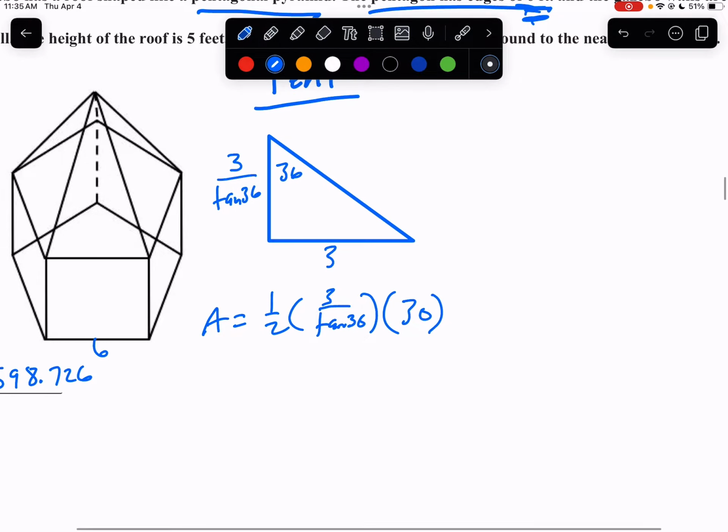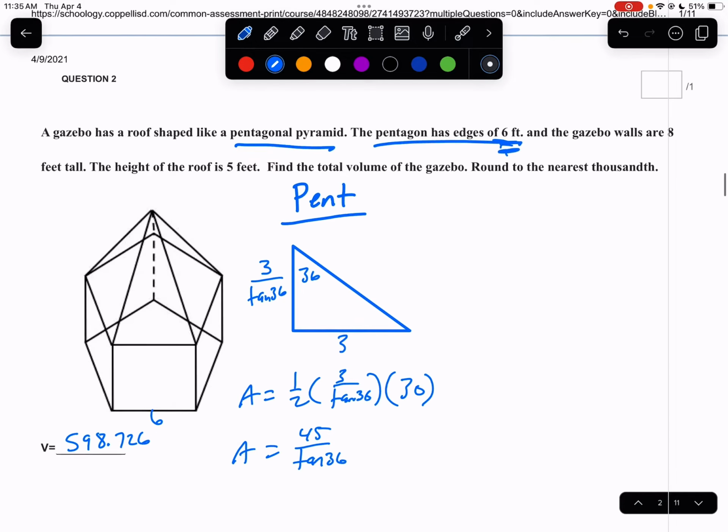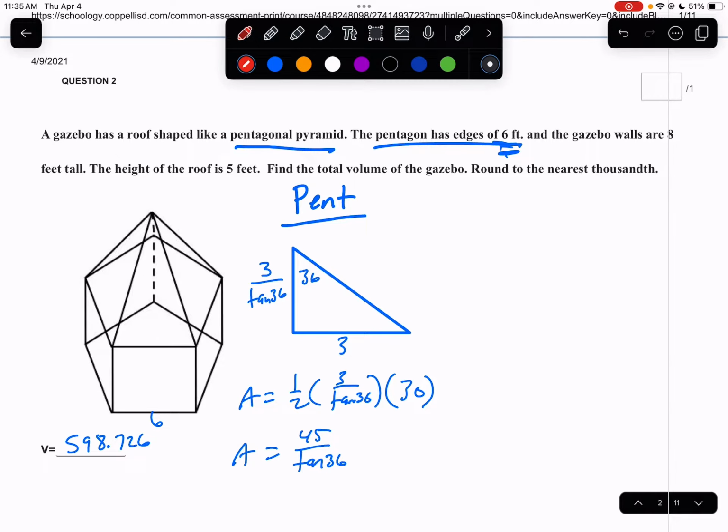All right. So that would be 1/2 times 30 would be 15. 15 times 3 would be 45 over the tan of 36. So that's the area of this pentagon. And then they give us the heights straight up. They say the gazebo walls are 8 feet tall. So the prism, we're going to do prism plus pyramid. That's going to be the total volume.